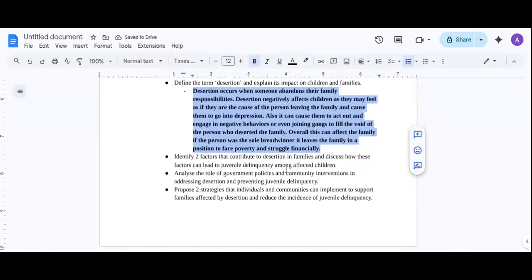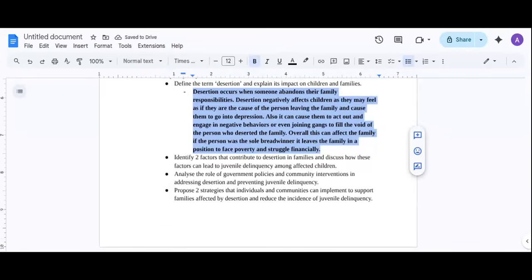Right, so desertion occurs when someone abandons their family responsibilities. That's just the simple definition of desertion. Explain its impact on children and family.